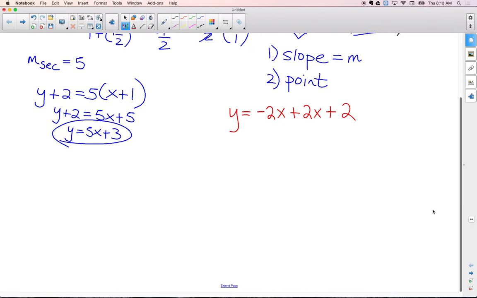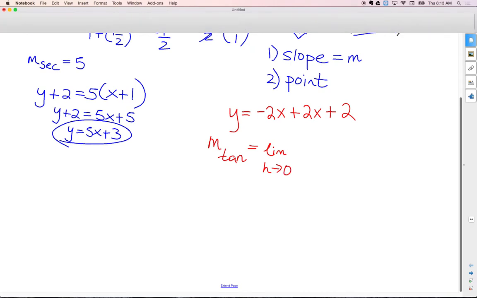So I'm going to do slope of the tangent is equal to the limit as h approaches 0. Let me see if I can kill something here and get it to work faster.